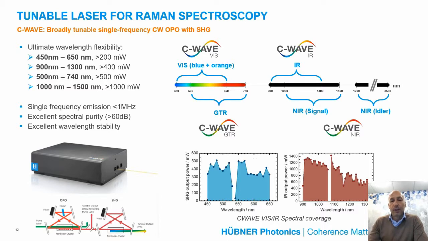So with this, I will hand over to my colleague Teresa, who's in the lab, and who will show you a little bit of how we characterize the performance of the Cobolt lasers, and especially in terms of these performance parameters that are important for Raman spectroscopy. So the line width, the spectral purity, and the wavelength stability.